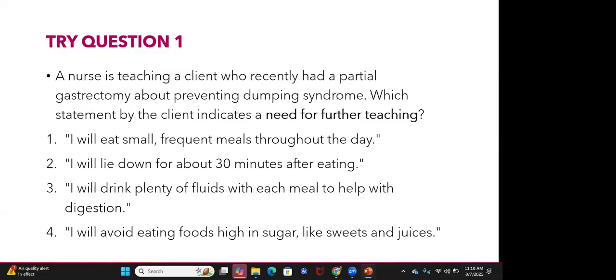Let's go. 1. I will eat small frequent meals throughout the day. 2. I will lie down for about 30 minutes after eating. 3. I will drink plenty of fluids with each meal to help with digestion. 4. I will avoid eating foods high in sugar like sweets and juices. I'll take 3.